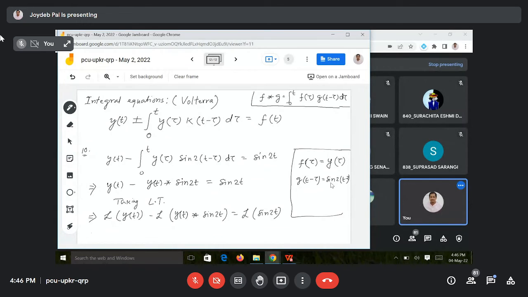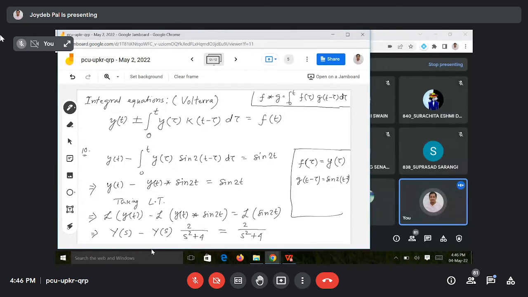Okay. Now the usual notation is capital Y s. And for the second term, we have to apply the convolution theorem: Laplace transform of f star g is equal to F s into G s. So F s means the Laplace transform of y t, which is Y s, and the Laplace transform of sin 2t is 2 divided by s square plus 4, and the right-hand side also has the Laplace transform of sin 2t.